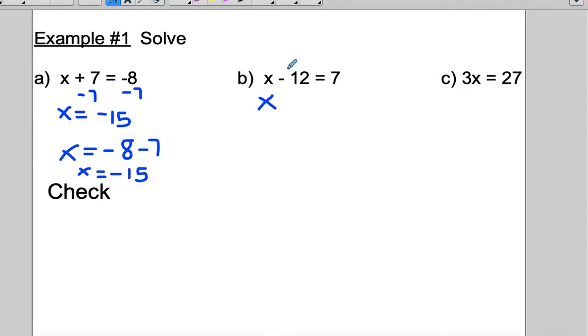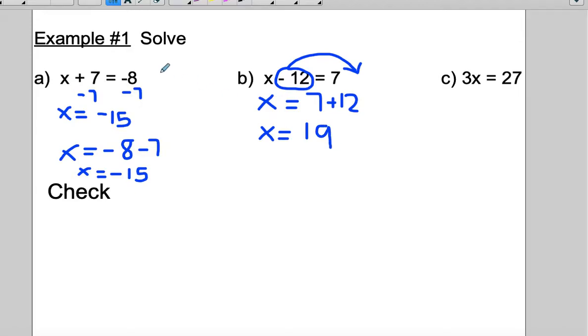For this example, I'm going to do it our second way that we did it here. So I'm going to take this -12 and I'm going to send it over to this side of the equation, but I'm going to change that integer sign and make it positive. So when you move something across the equal sign, it has to change sign. So for this question, we're left with x is equal to 19.